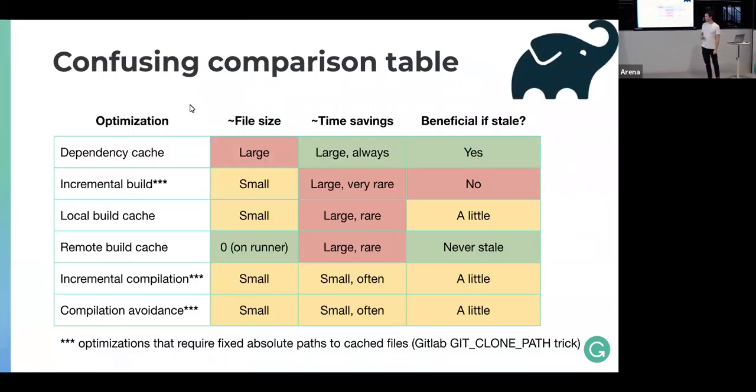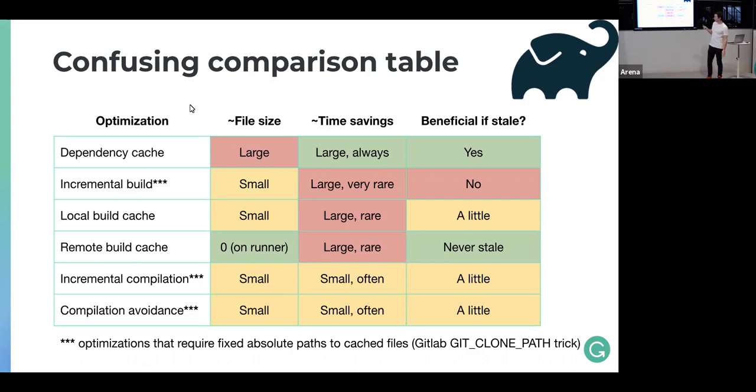And now we come to a confusing comparison table. This might be a little bit hard to consume, but I tried to highlight, first of all, the sizes of files produced by those optimizations and the time savings. And also, the last thing: is it beneficial? Is this cache still beneficial if it's stale? So if we are getting not the last cache, but a cache from a build before last, for example, or a build that happened like 3 commits ago, is it still useful?